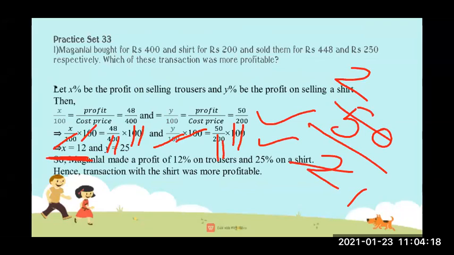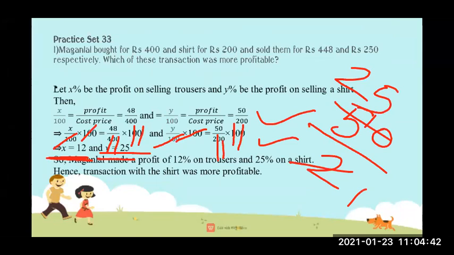2 ones are 2, 2 twos are 4, 1 carry, 2 fives are 10. That means what is y? Y is how much? 25. The answer we got is y as 25. That means Mangal Lal made a profit of 12% on trouser and 25% on a shirt.